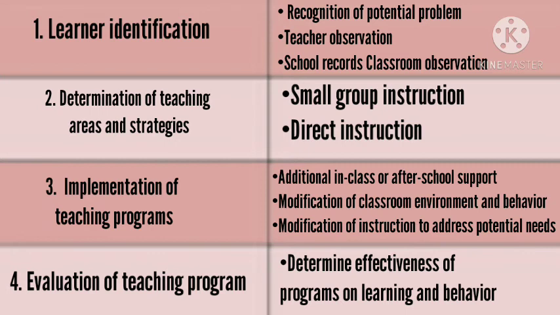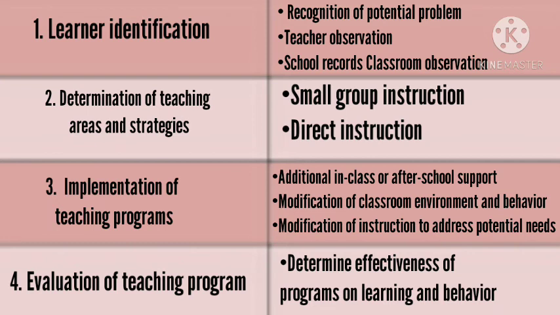And then number two, we have determination of teaching areas and strategies. After identifying a child with additional needs, you are now going to determine which teaching areas you're going to fix, and decide what strategies you're going to use in addressing the need of the learner. And of course, that will be possible with the help of the pre-referral team. So you will decide if you're going to use small group instruction or direct instruction depending on the needs of the child.